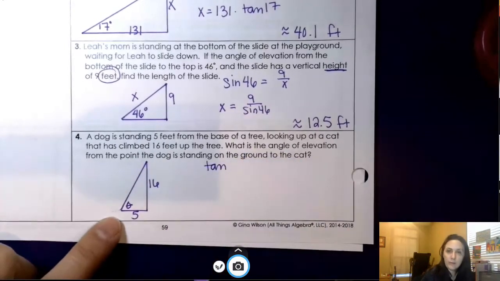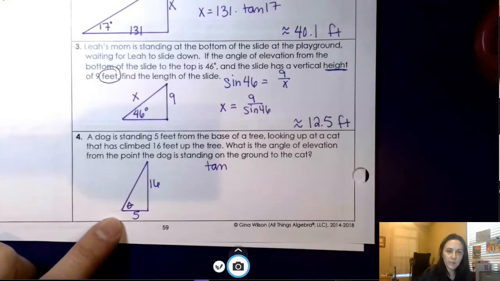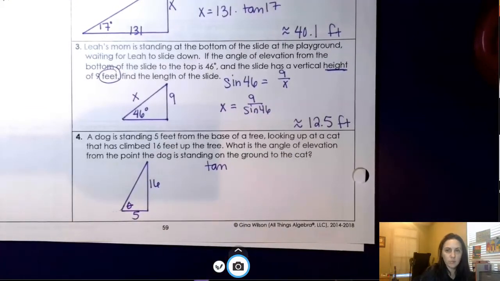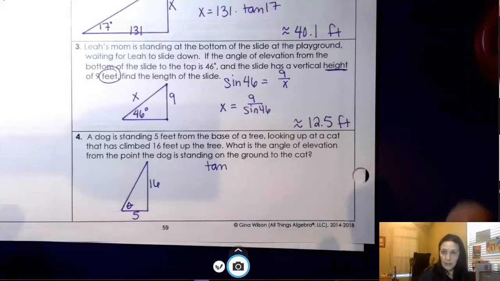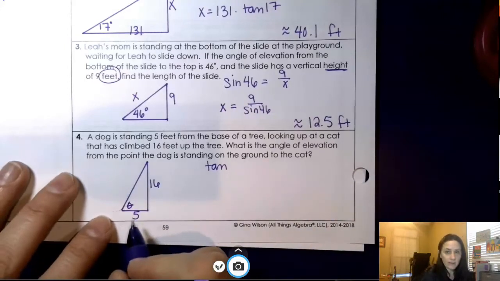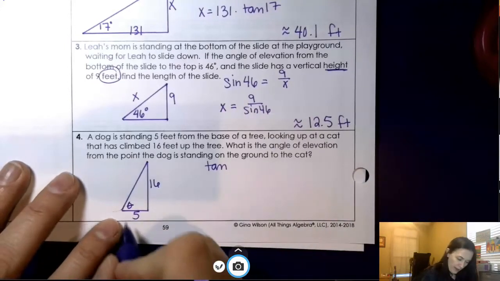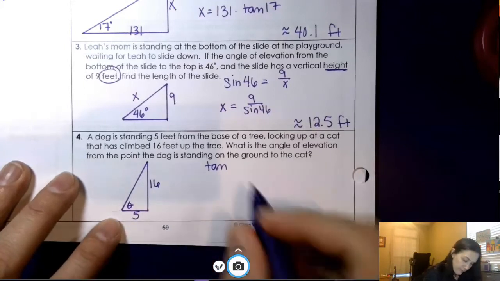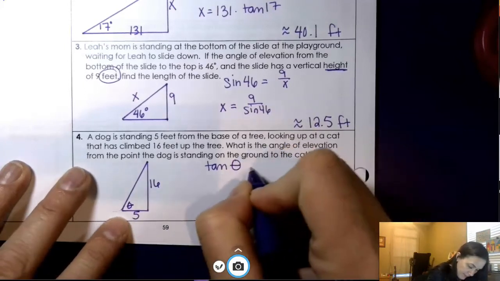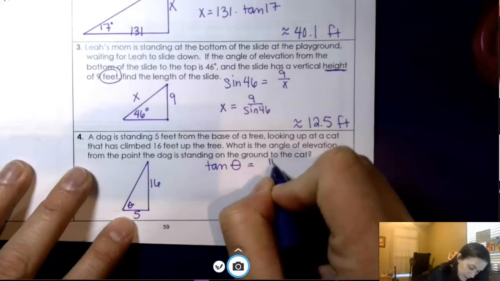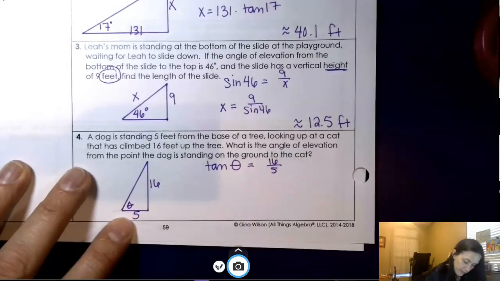Tangent of, I don't know that we've used theta before. Actually, now that I'm talking about it here, theta is just a variable that you can use to represent an angle. It's a variable that's used frequently with trig. It's just like using an x. So if you wanted to put an x there, that's perfectly fine. It's kind of like a circle with a squiggle. Tangent of theta is equal to opposite over adjacent.